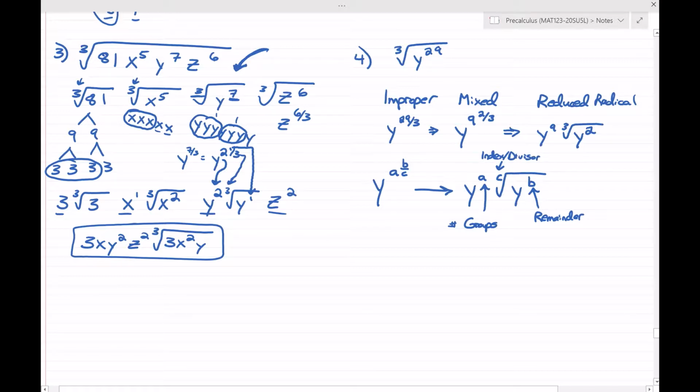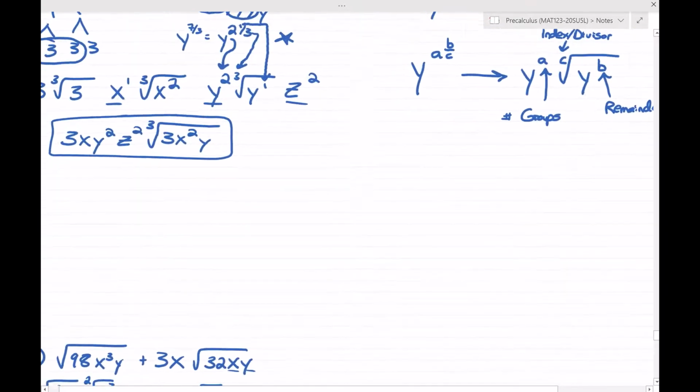So I like showing different ways to do problems. If you prefer to write it out in groups and circle how many groups there are, like we did over here, there's nothing wrong with that. If you get a big number and you'd rather do it a little bit more efficiently, there's nothing wrong with going from an improper to a mixed to a reduced radical. So now you know that way to do it.